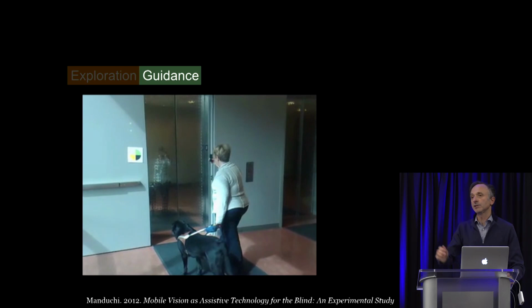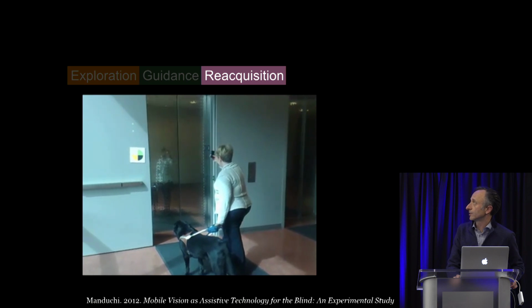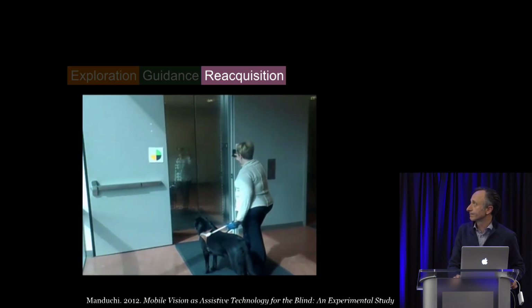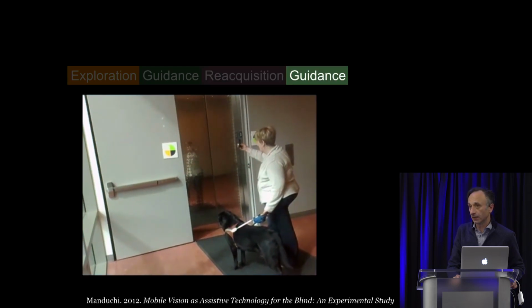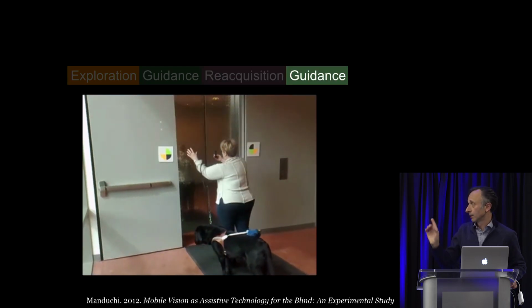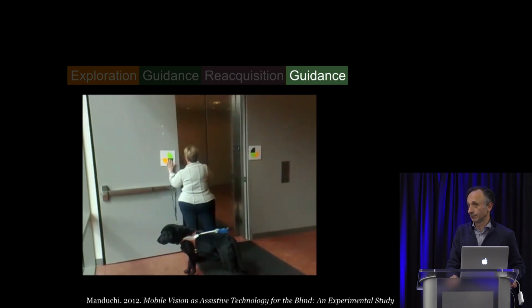Now, at some point, she mistakenly started aiming the phone somewhere else. The phone is not beeping anymore. So she needs to find the marker again. So she needs to, again, explore the scene to find that. This is the reacquisition phase. Eventually, she found it again, and she was able to walk towards it. She was one of the most proficient persons to do that.